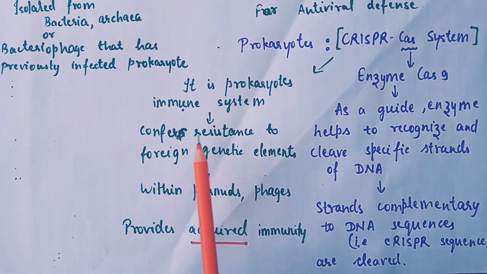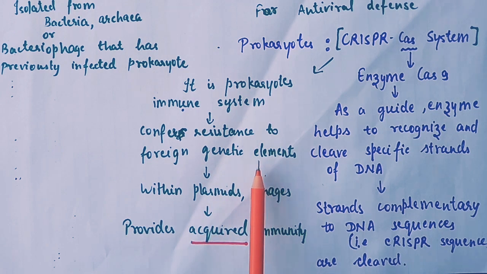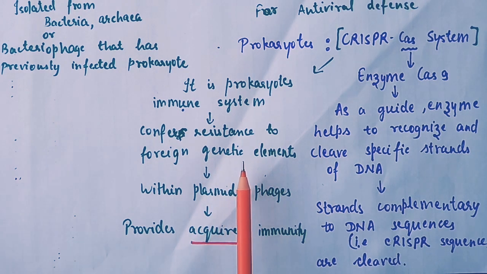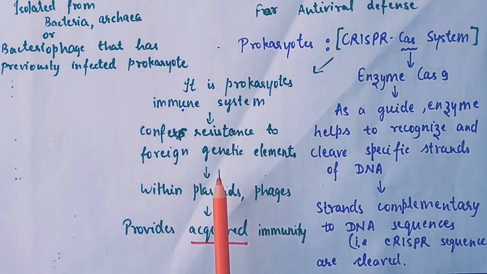Then it confers resistance to foreign genetic material. It means it provides immunity to them in order to protect themselves from any foreign material and foreign genetic elements. They are present within plasmids and phages and they give acquired immunity to a specific prokaryote.